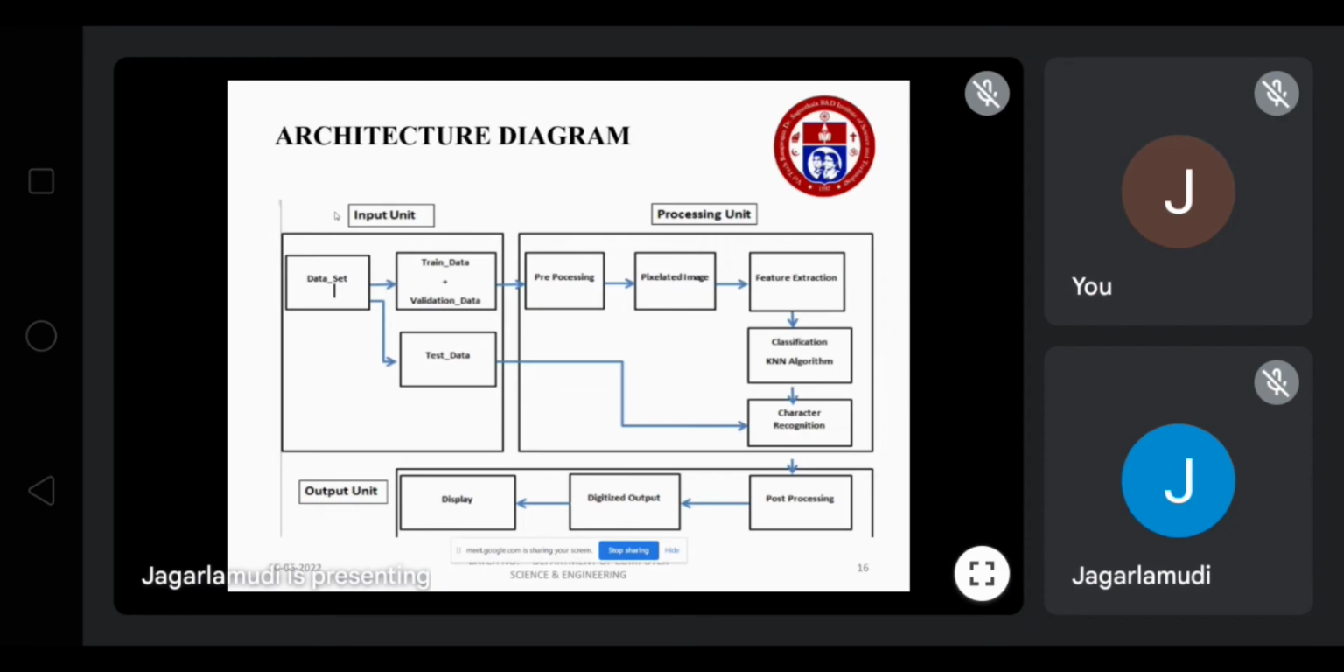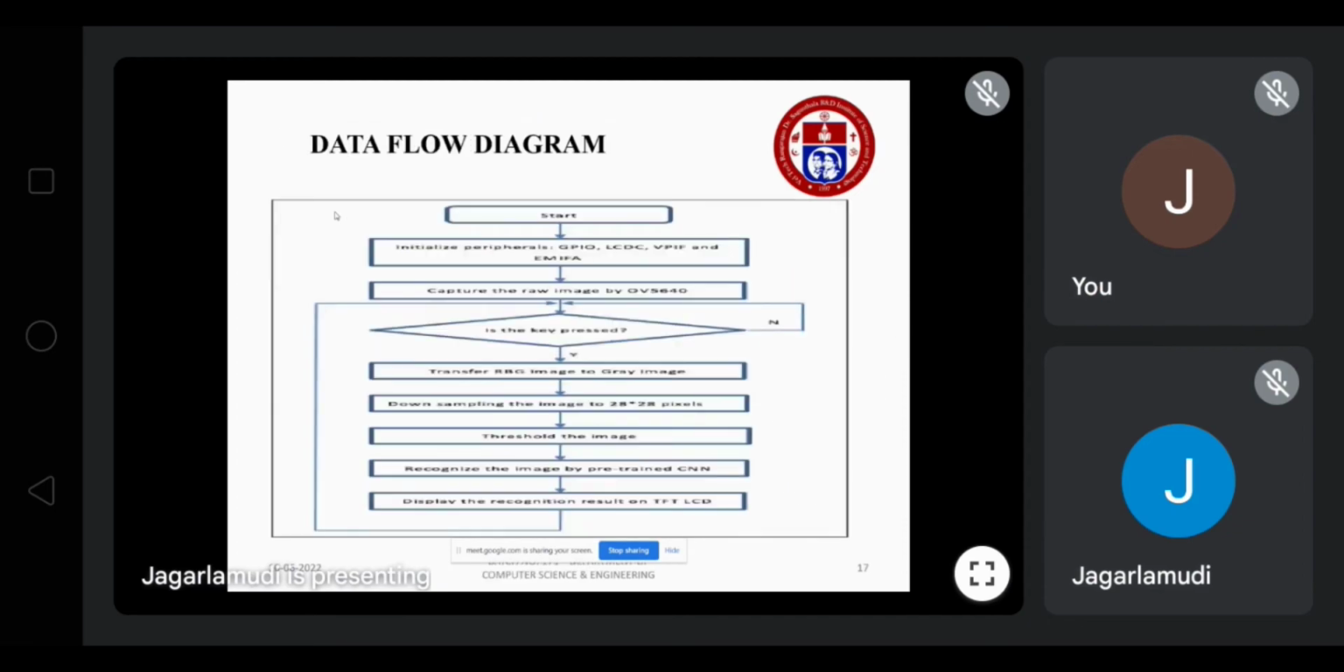These are the pre-processing and post-processing steps occurring. Continuing from one process to another depends upon the pixelated image from that diagram, and we have another diagram, the data flow.